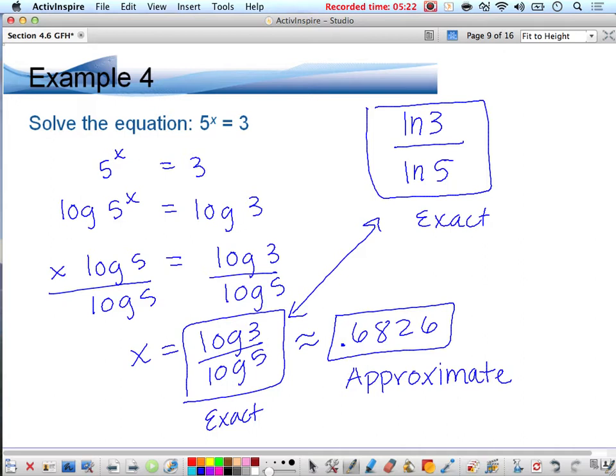So because there are 3 different ways you could write that answer, you need to pay close attention not to CalcChat but to WebAssign. Sorry about that. To WebAssign and see which one they're asking you for. So read carefully before you work your homework problems. The final thing you should do is store your answer for x and check it back into the original. So 5 to the x power, does it equal 3 when you store it? Excellent. Let's try another.